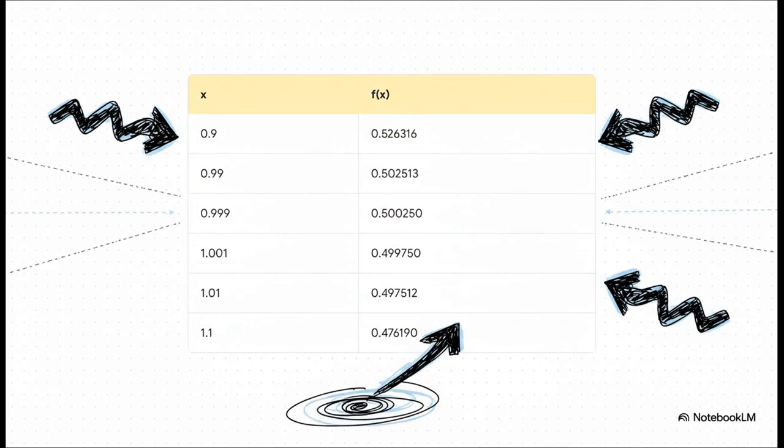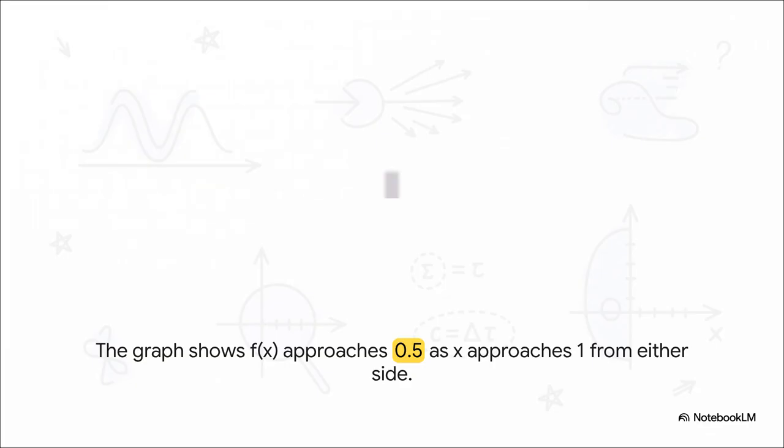And you know what? The exact same thing happens from the other side. Coming down from 1.1 to 1.01 to 1.001, the function is clearly, absolutely homing in on that same target, 0.5. And here's the cool reason why that happens.